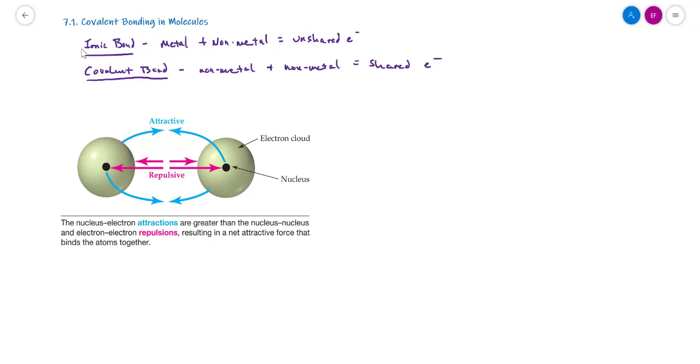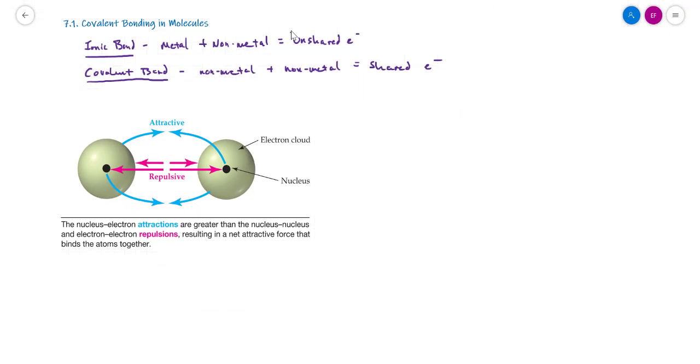And we know that the difference between an ionic bond and a covalent bond is ionic bonds are typically metal and non-metal. The metal will give up an electron or ionize, and the non-metal will accept that electron, and then we'll have an unshared electron relationship, which leads to an electrostatic interaction, that positive and negative bond.